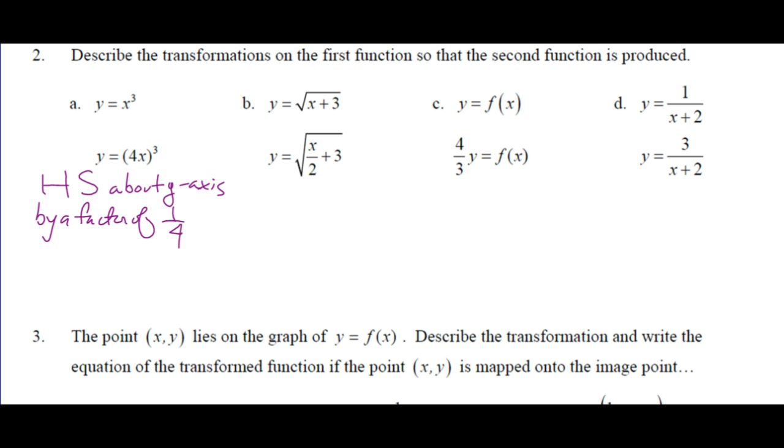So what am I thinking? HS or BS? HS. Okay, so just ask yourself, what was x replaced with? There's an x in the original, but now it says what? 1/2 x. Horizontal stretch about the y-axis by a factor of 2. Okay.